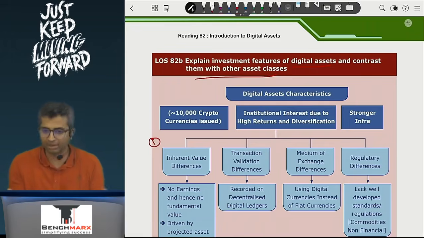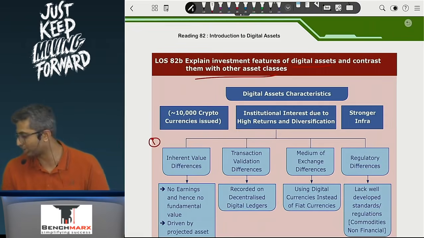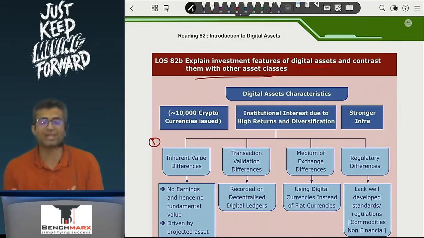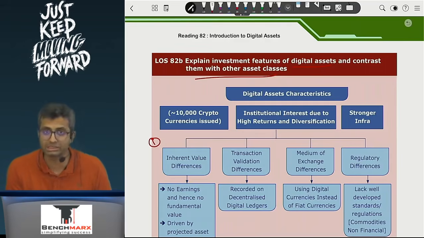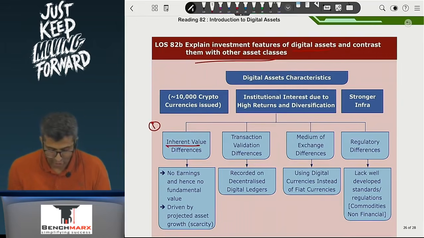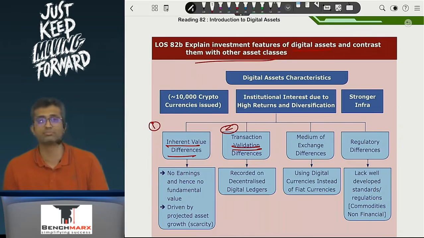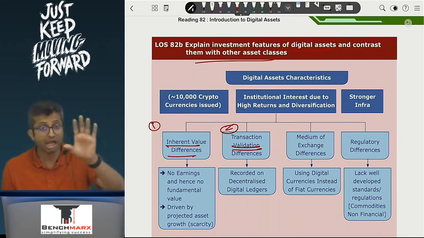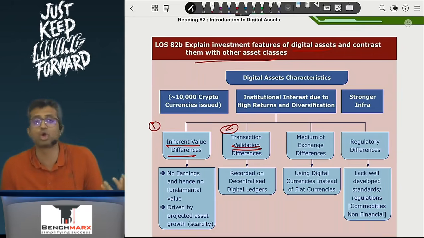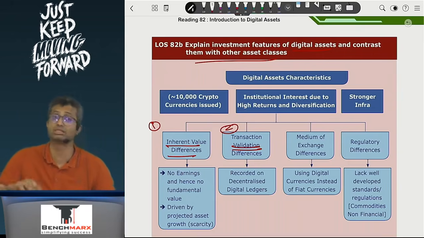Bitcoin, for example, has 21 million units of Bitcoin, and that's about it. As a result, the value of Bitcoin cannot be derived from its cash flows or economic features, and hence the valuation poses a lot of challenges, unlike traditional assets, which are based on discounted cash flow techniques. So, valuation differences. Second, validation. Earlier, validation used to be done by an exchange, by SEBI, by SEC, but here the validation is not done by a centralized authority, it is done by a consensus mechanism.